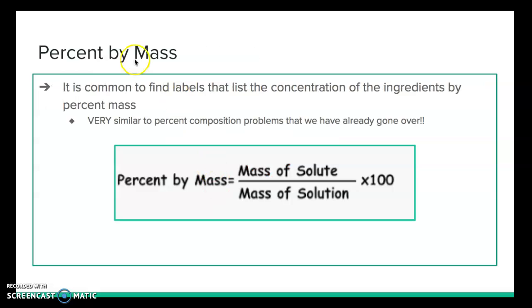So this, as I noted, is typically how ingredients are labeled on an ingredients label for food. It tells us the percent of whatever ingredient they're listing of the total food item that you have. So this is a really helpful calculation to be able to make.